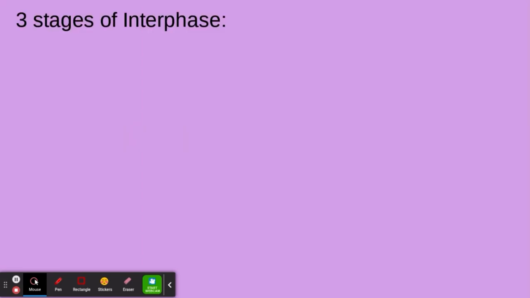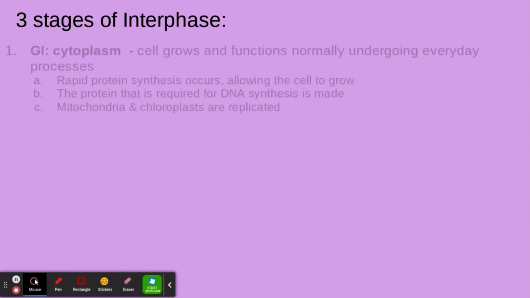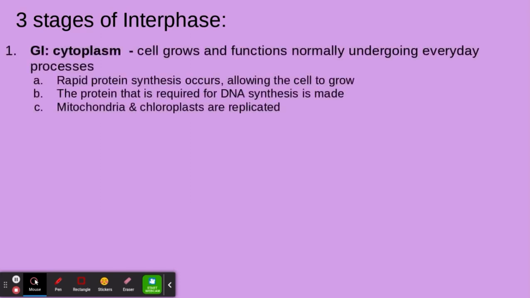So interphase is split into 3 stages. The first is G1, which occurs in the cytoplasm. This is where the cell grows and functions normally, undergoing everyday processes. There is rapid protein synthesis, allowing the cell to grow. The protein that is required for DNA synthesis is made, and the mitochondria and chloroplasts are replicated.